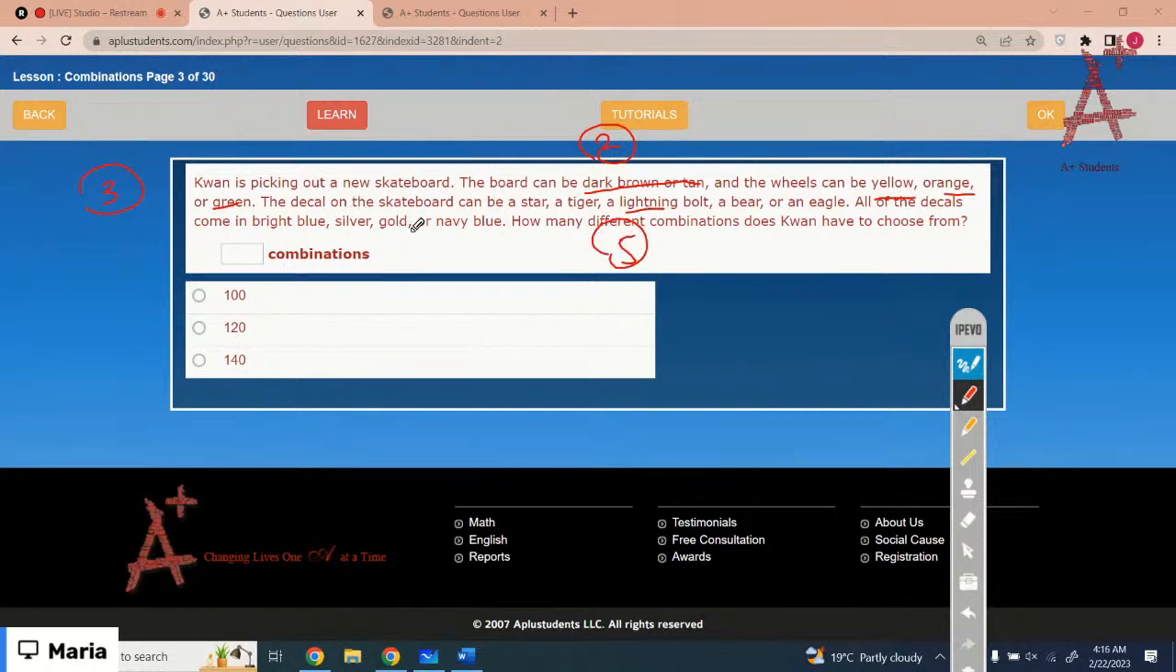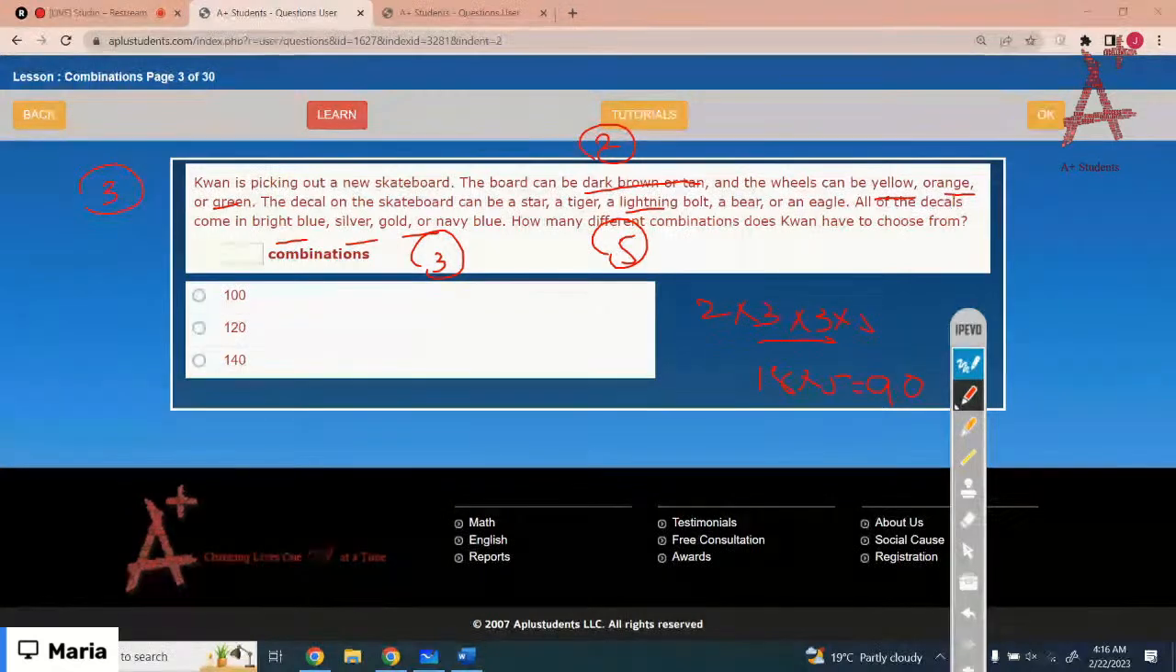Again, there are 5. All of the decals come in bright blue, silver, gold, and navy blue. So 1, 2, 3 options again. How many different combinations does one have to choose? So the correct option is 2 times 3. 2 times 3 is 9, 9 times 2 is 18, and 18 times 5 is 90. 5 times 3 is 10, 10 times 3 is 30, and 30 times 5 times 3 is 15.